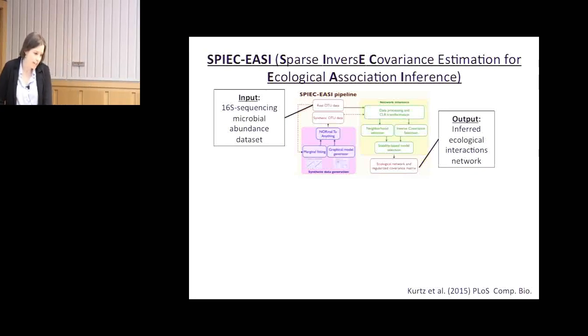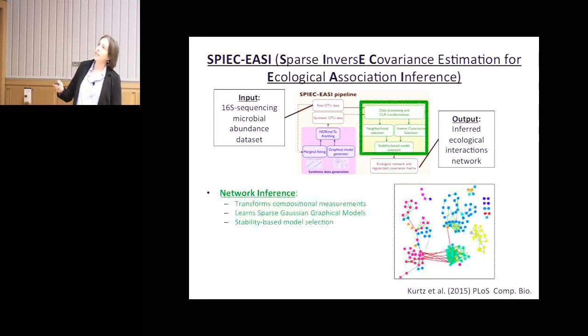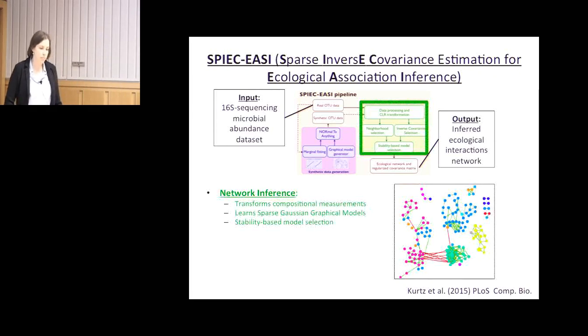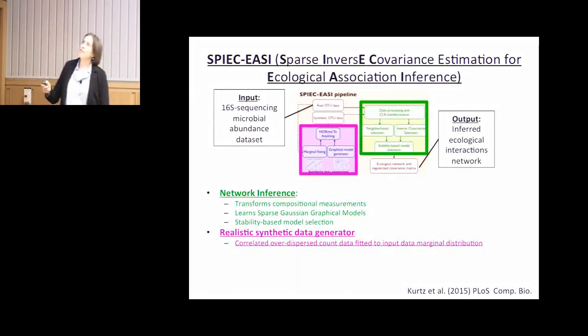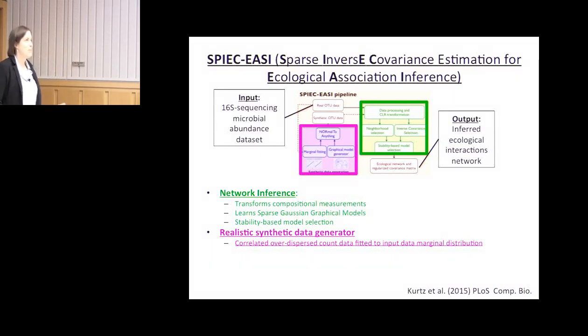There are two parts to the software that we've released. The first is a network inference pipeline, where we learn a sparse Gaussian graphical model. And I'm happy to talk about more of these details afterwards or in my chalk talk tomorrow. The other part that I'm very proud of is a realistic synthetic data generator. And one of the challenges with inferring ecological interactions is there are no experimentally validated large-scale ecological networks. So you can come up with a pipeline that you think is going to be very good, but how do you actually know it's good?